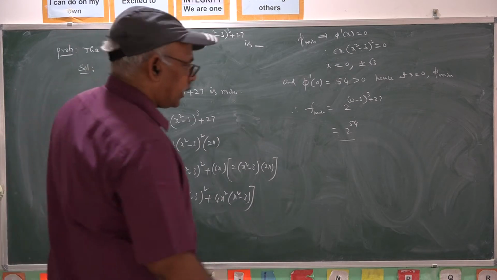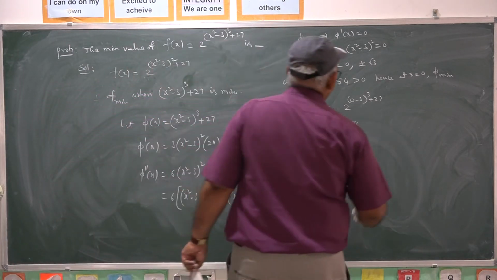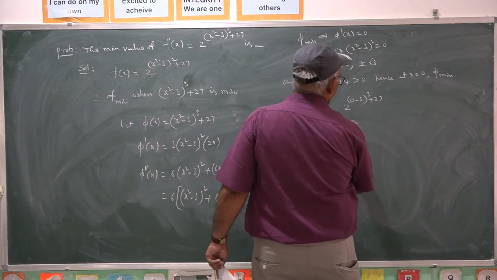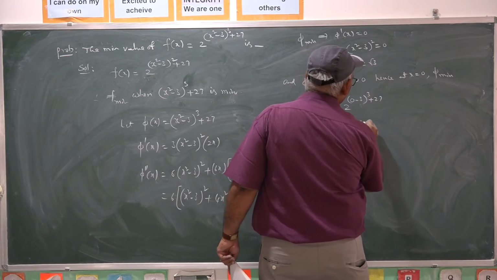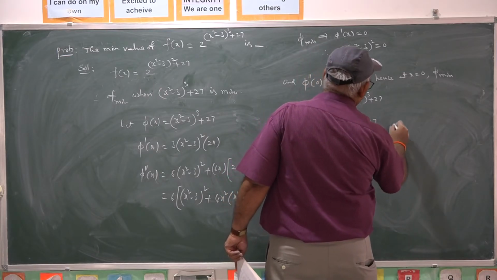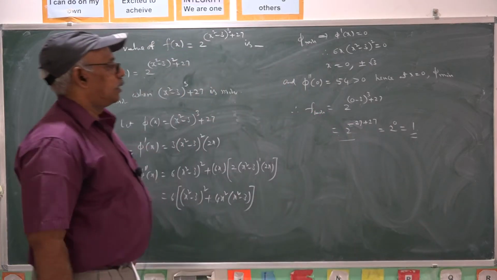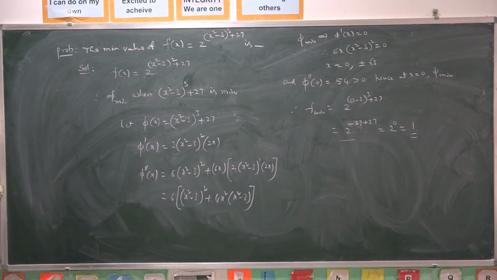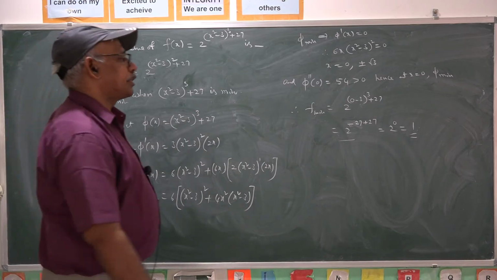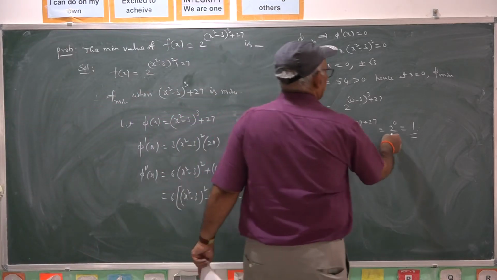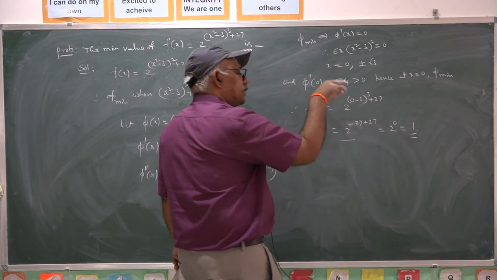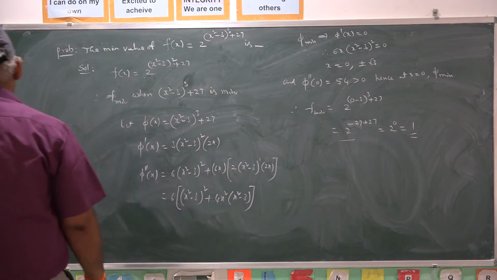This is actually minus 3 whole cube. Hence, minus 27 plus 27. That is right. Minus 3 whole cube gives us minus 27. 2 power minus 27 plus 27, that is 2 power 0, which is 1. The minimum is 1. That's correct.